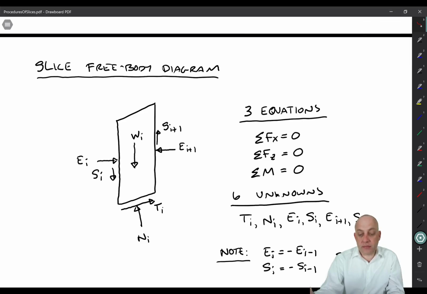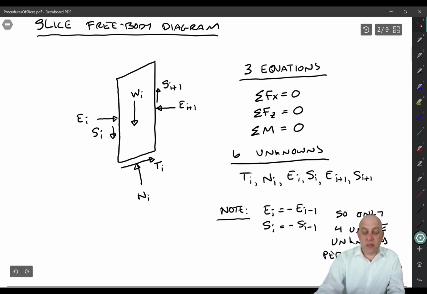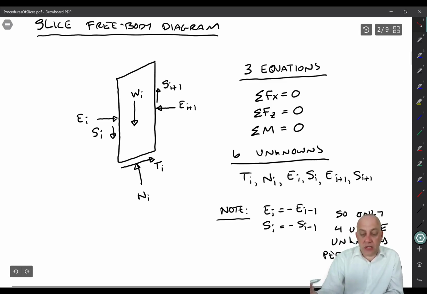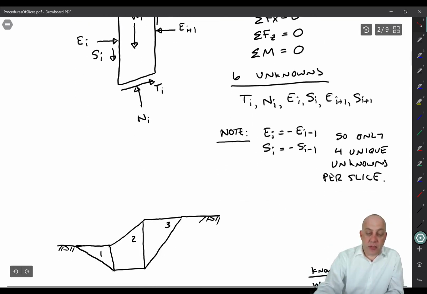S_i plus 1. Now, once we extend this to the overall free body diagram, we can actually reduce the number of unknowns a little bit, because notice that by symmetry, E_i has to be equal to minus E_i minus 1. So if you had another slice over here, the E_i plus 1 for that slice is equal to minus E_i. Similarly, the shear forces have to be equal and opposite as well, just by symmetry. So there's really only 4 unique unknowns per slice. But that doesn't help us because we still only have 3 equations, so we can't solve this problem.